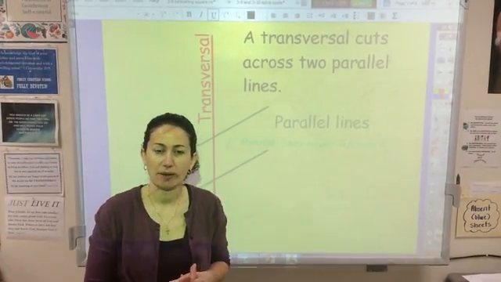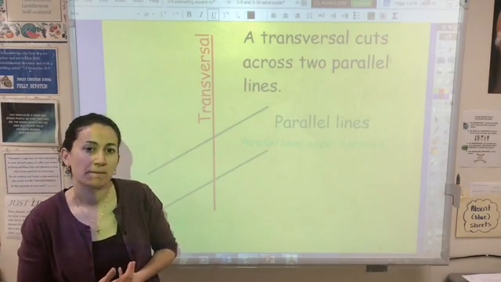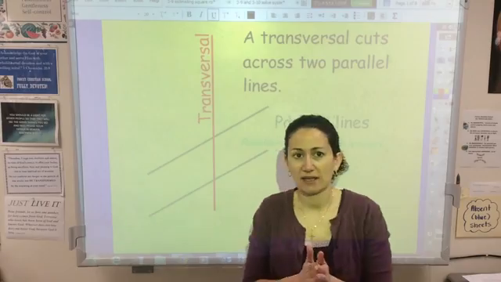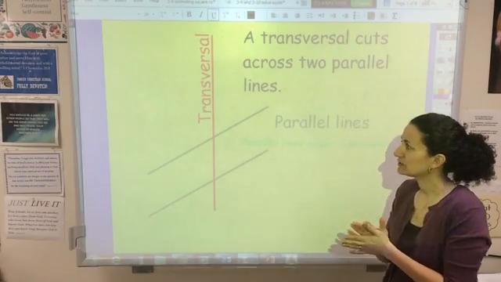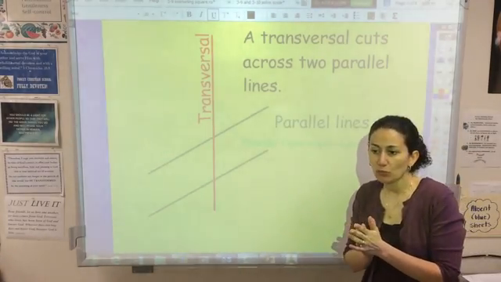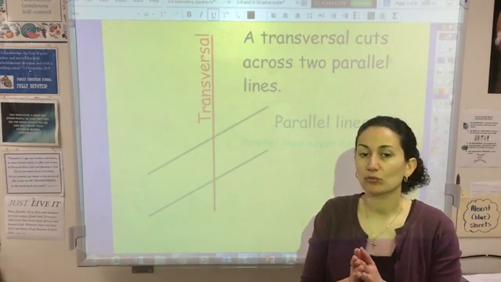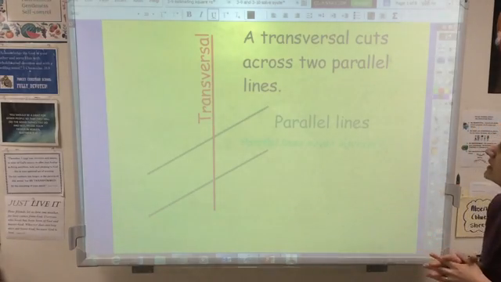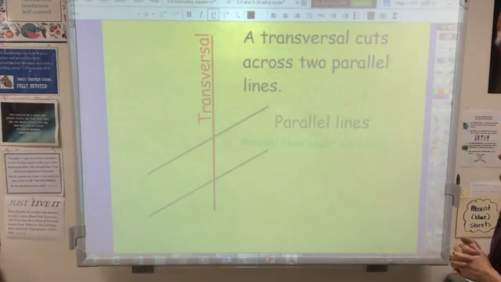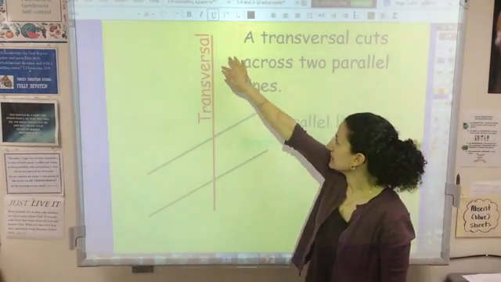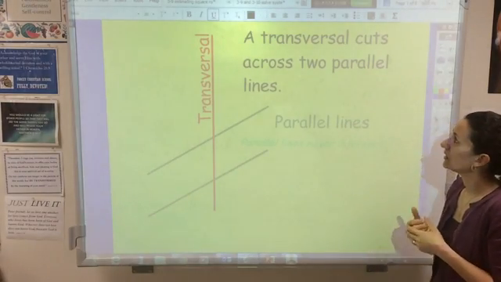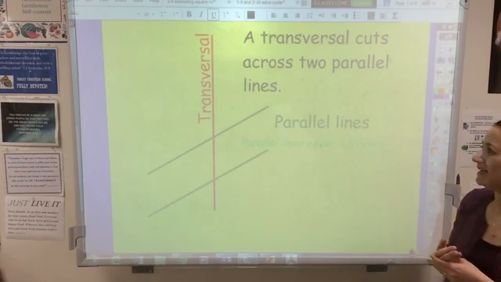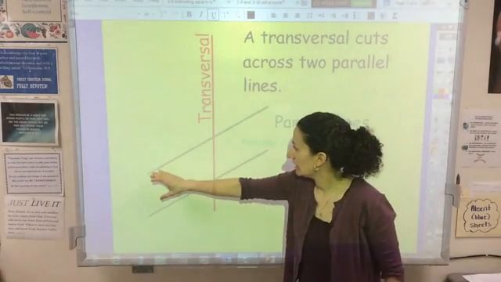Now we're going to talk about more geometric terms. Today I'm going to give you some more vocabulary words that describe different types of lines and more along the lines of angle relationships. The first word is transversal. A transversal is a line that cuts across two parallel lines. It's a line that intersects two parallel lines.